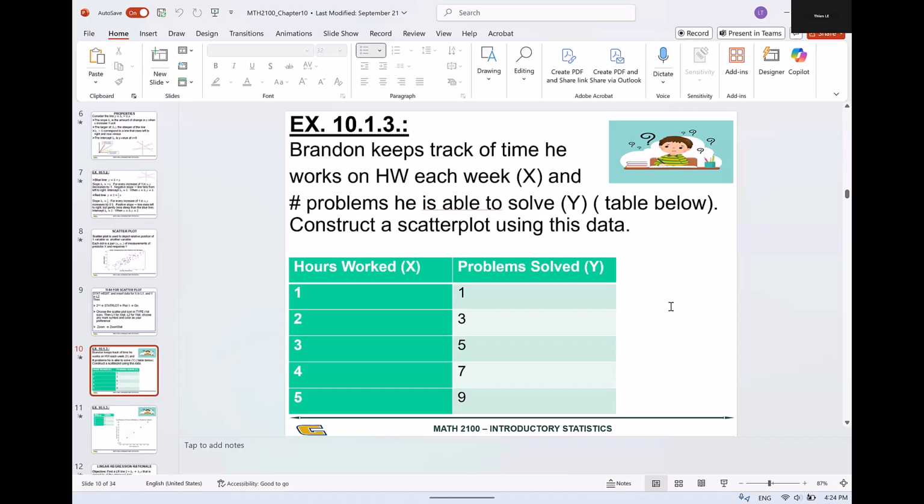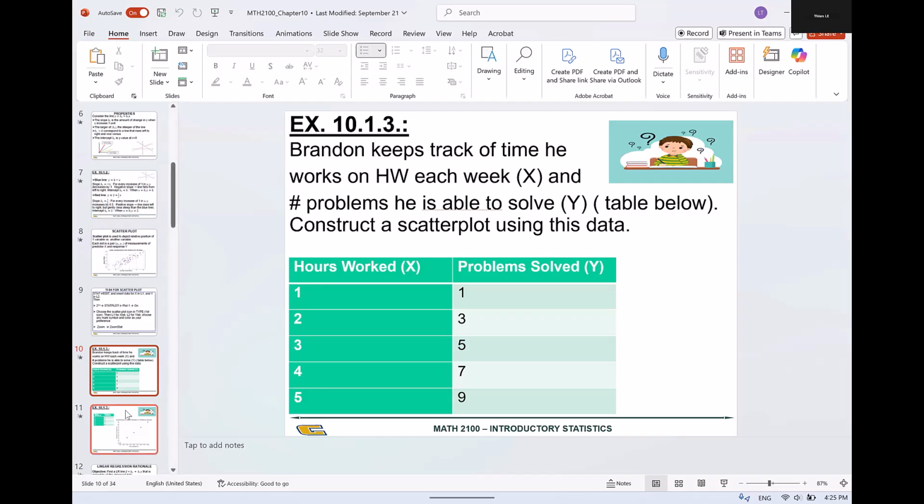Okay, so when he works 1 hour, he can solve 1 problem. He worked 2 hours, he can solve 3 problems. He worked 3 hours, he can solve 5 problems, and so on. Okay, so we have here 5 data points. So the question is to construct a scatter plot, right?